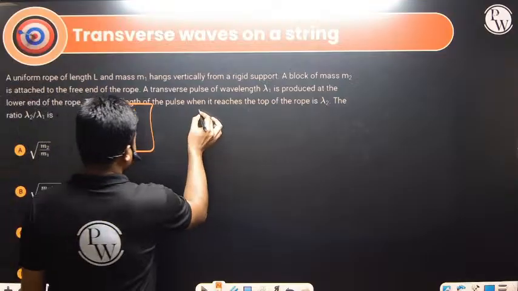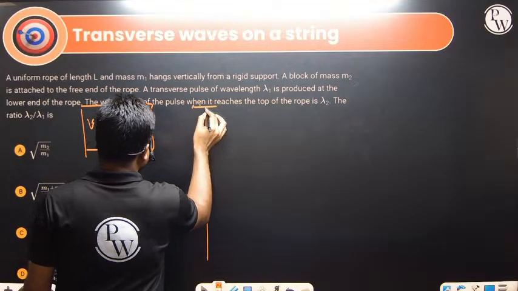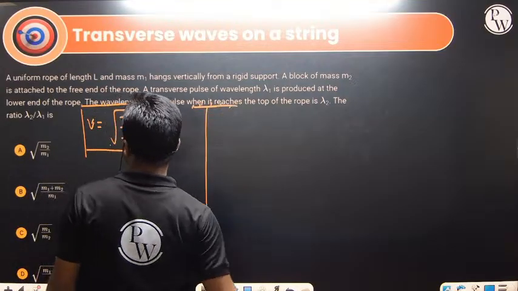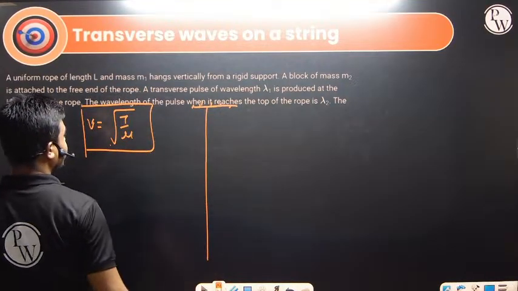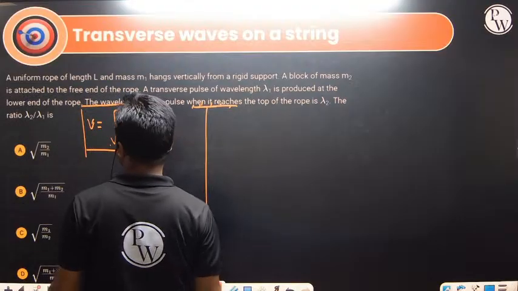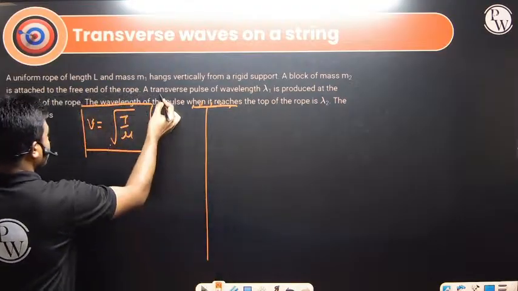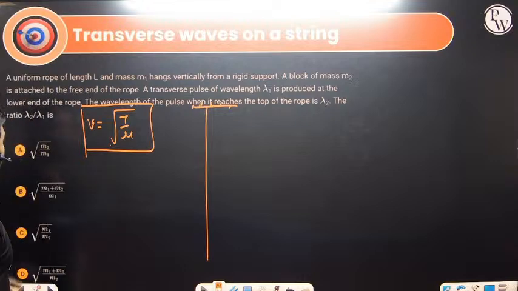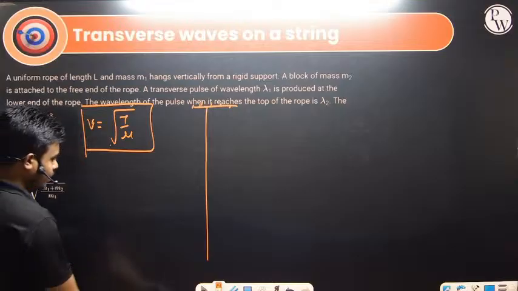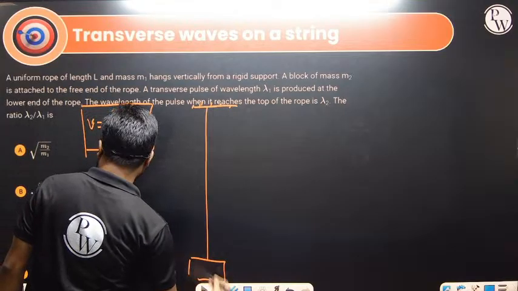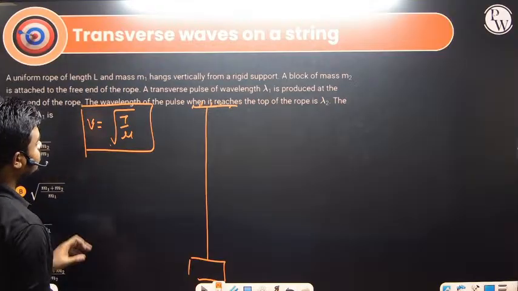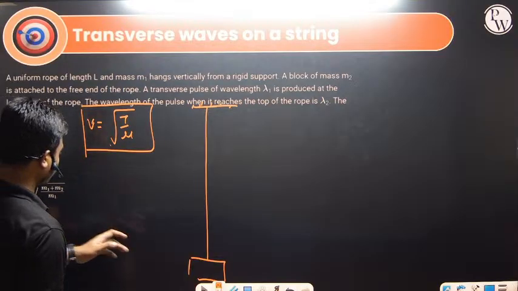Now, as per the given question, what is actually happening? A uniform rope of length L and mass m1 hangs vertically from a rigid support. A block of mass m2 is attached to the free end of the rope. A transverse wave pulse of wavelength lambda 1 is produced at the lower end of the rope. The wavelength of the pulse when it reaches the top of the rope is lambda 2.